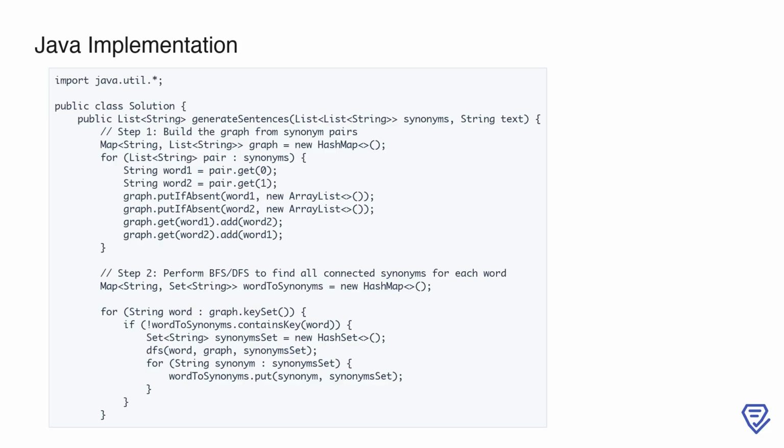Once the graph is constructed, the next step is to identify all connected synonyms for each word using either BFS or DFS. For this, we maintain another map, word_to_synonyms, where each word is associated with a set of all its synonyms, including indirectly connected ones. If a word has not been processed yet, we perform a depth-first search to find all synonyms in its connected component and store the result in word_to_synonyms for all the words in that component.